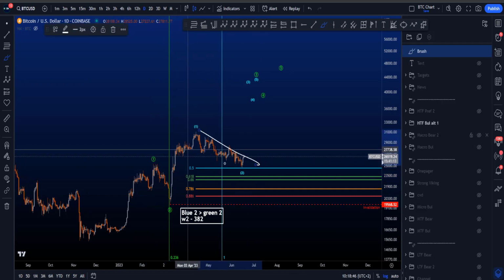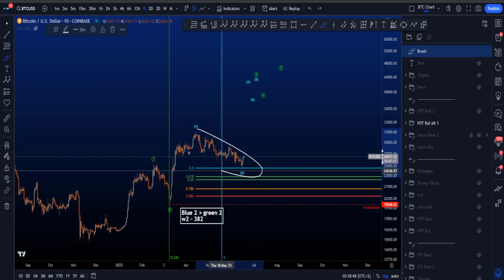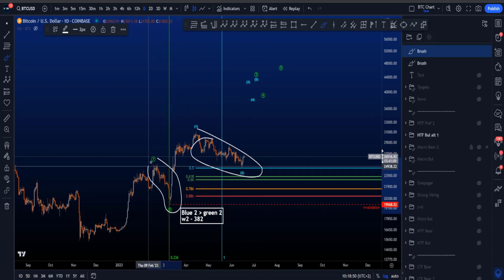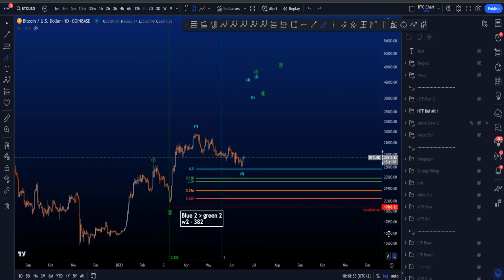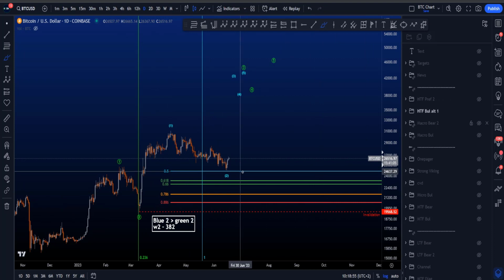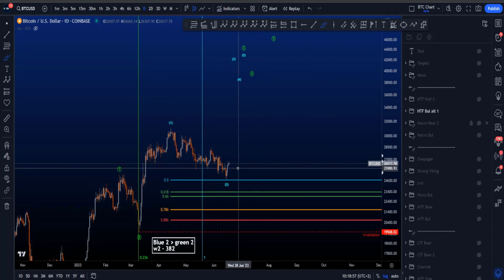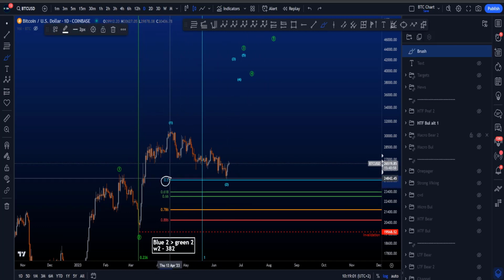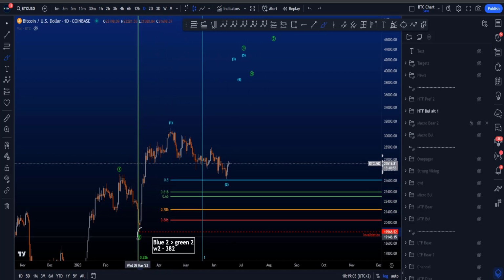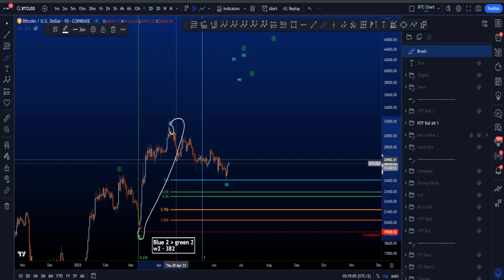And then this one is very, very long. This one is much longer over here than the wave 2 of a potential higher degree. That is the reason why for me this is still an alternative scenario. And if we look at the retracement of this wave 2, the most common target for a wave 2 is the 0.5 to the 0.786 pulled from the low to the high of wave 1.